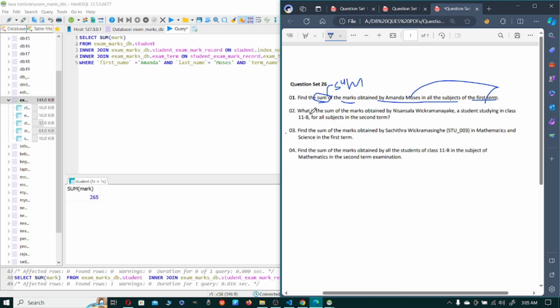So the second question, what is the sum of all of the marks obtained by Nisansala Vikramanayaka, all subjects, and she is a student who is studying class B, and we need to find the marks that are relevant to the second term. So let's type the code relevant to that question as well.